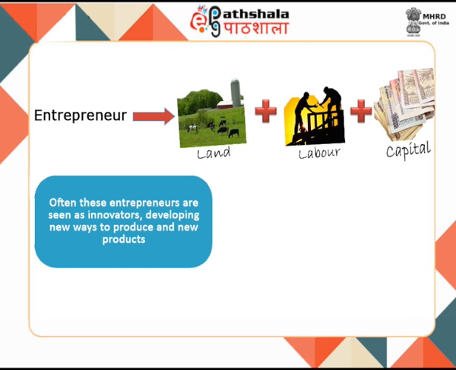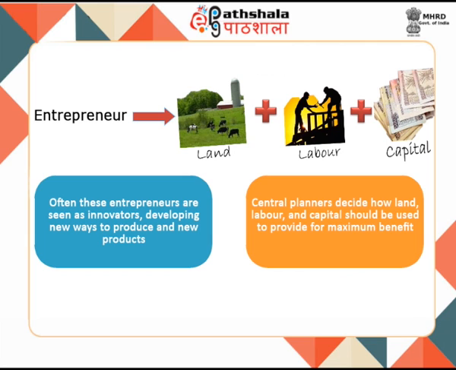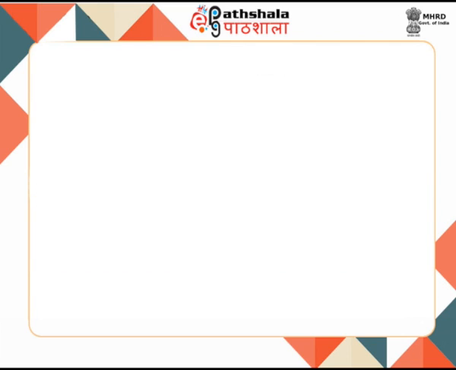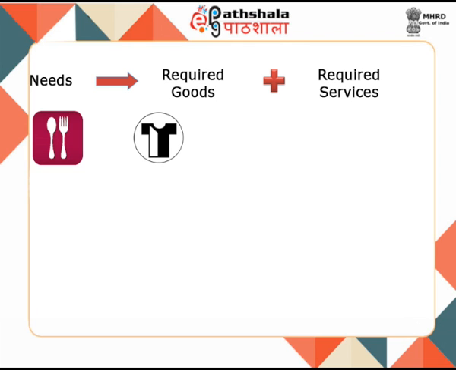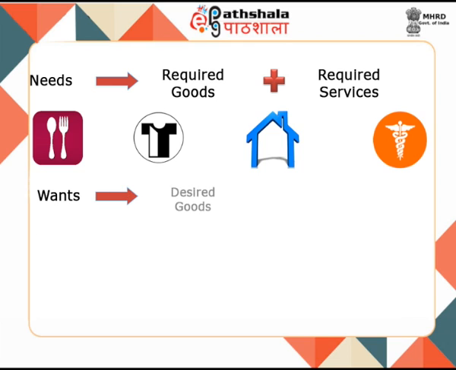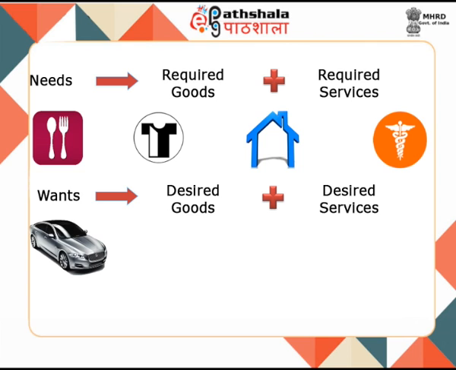In a planned economy, central planners decide how land, labor, and capital should be used to provide maximum benefit to all citizens. Needs refer to the various goods or services that are required by people. This would include the needs for food, clothing, shelter, and health care. Wants, on the other hand, refers to the goods or services that are not necessary but that we desire or wish for. For example, luxurious cars, designer clothing, furnished houses.